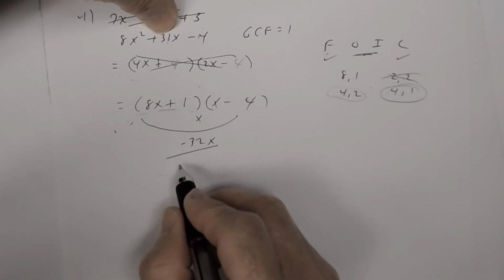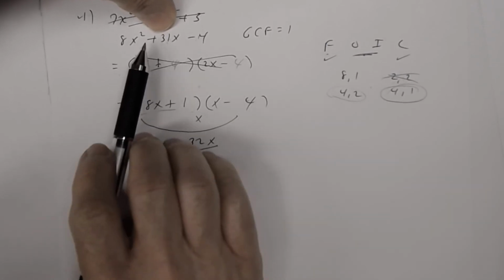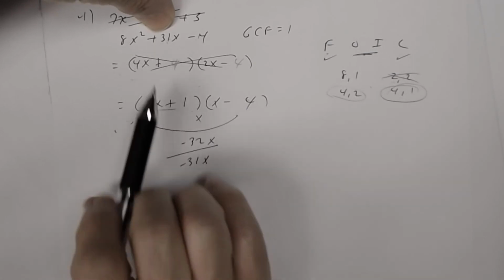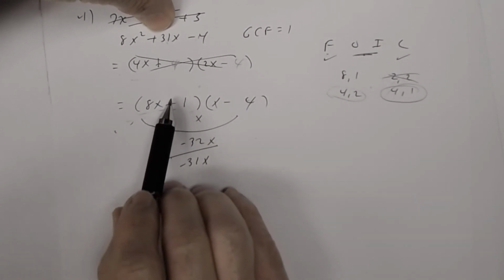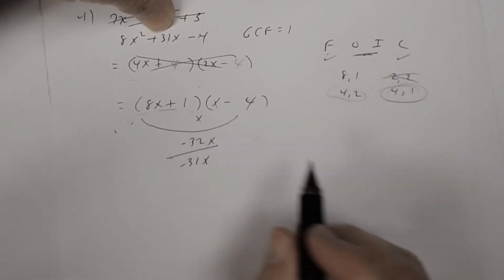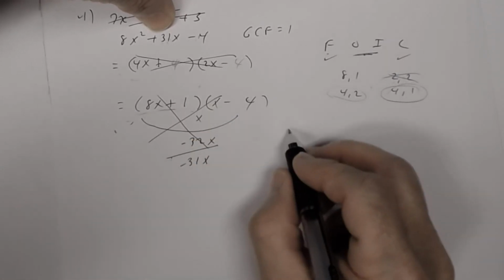When I add them up, what do you get? Negative 31x. What did you want? A positive 31x. Hey, we're almost there because those are opposites of each other, right? So what that means then, all I need to do is change these signs. Since that didn't work, I'm going to try this now.